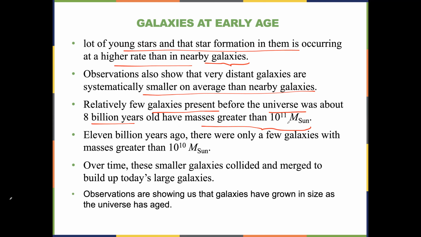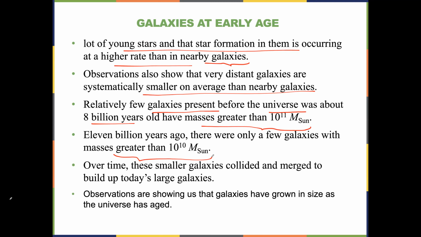And 11 billion years ago, there are only a few galaxies with masses greater than that. These are just pieces of information, right? So there are a few more like that. So what has actually happened is, over time, these small galaxies have collided and merged to build up today's large galaxies, right? So you had smaller galaxies at an early stage, but with time these smaller galaxies merged or collided together to build up these large galaxies. So that is what has happened.